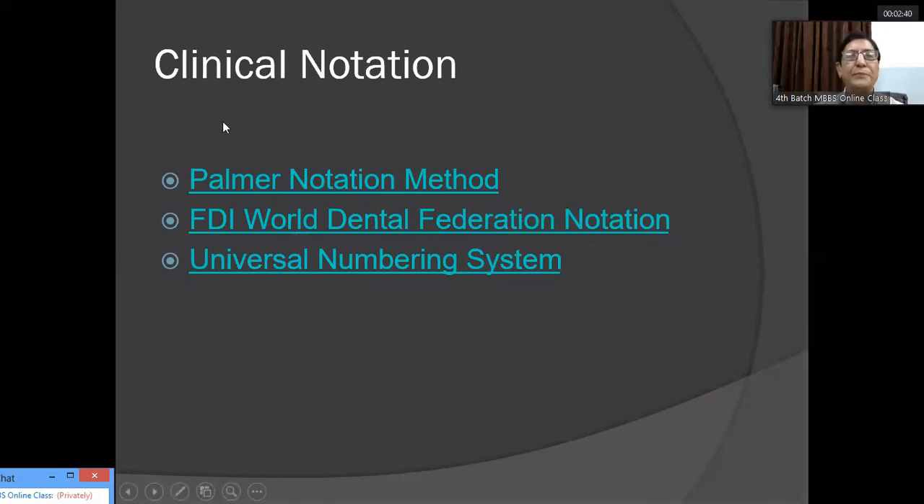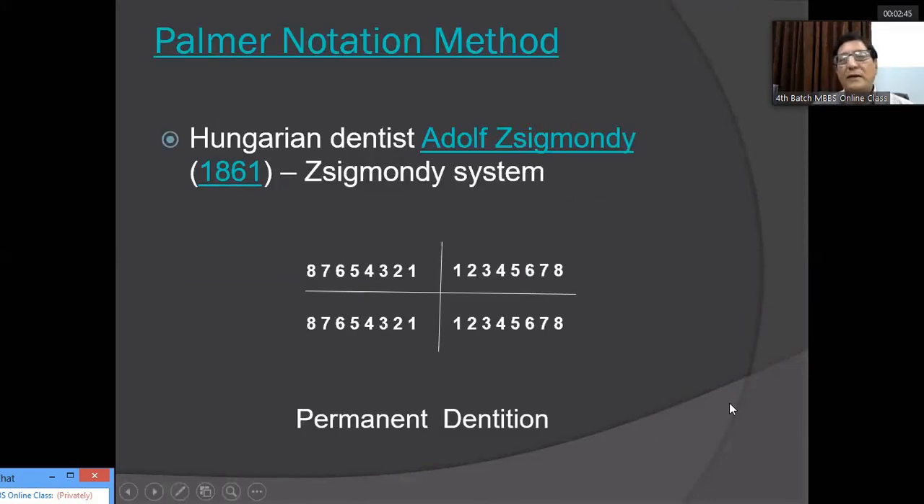So that was the reason. Now, the Palmer notation system was started by the Hungarian dentist Adolf Zsigmondy in 1861. Can you well imagine how old that was? It is also known as the Zsigmondy system, but the easy one to remember is the Palmer notation system.